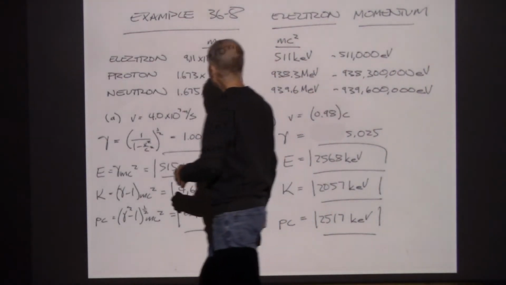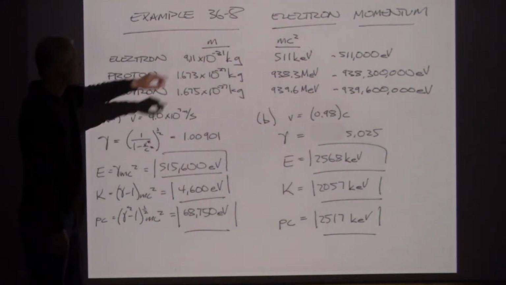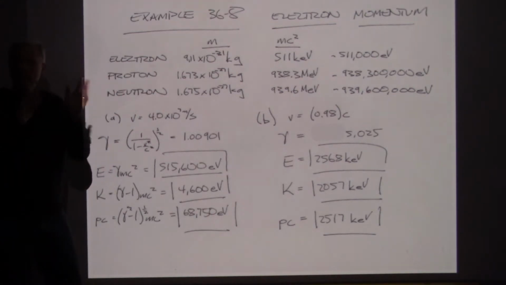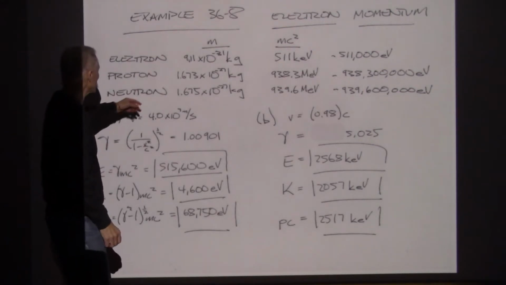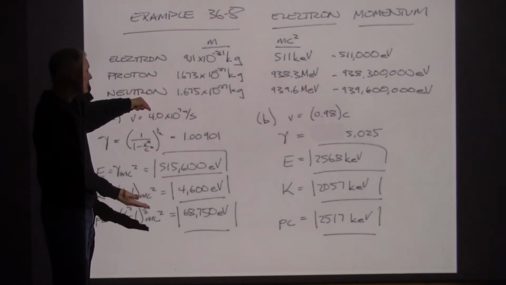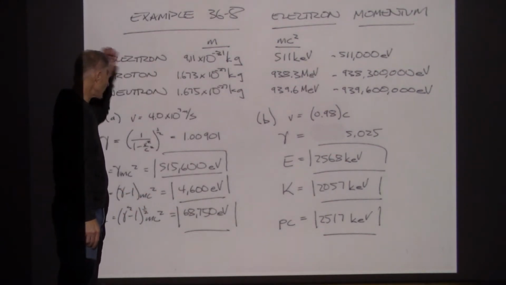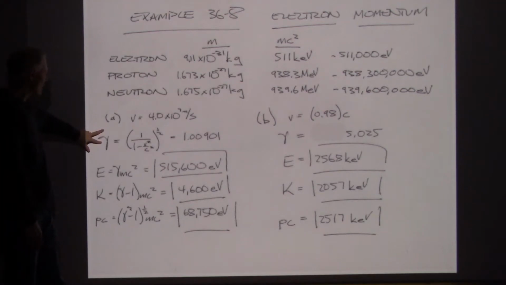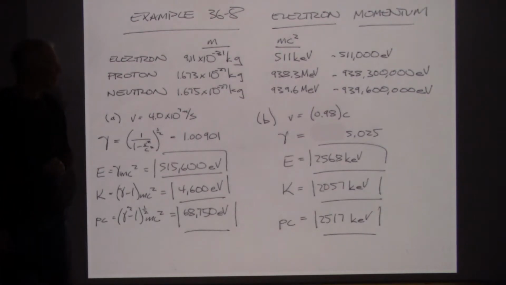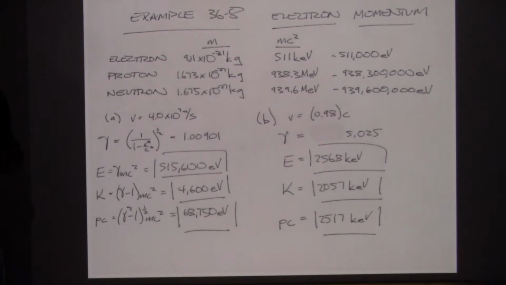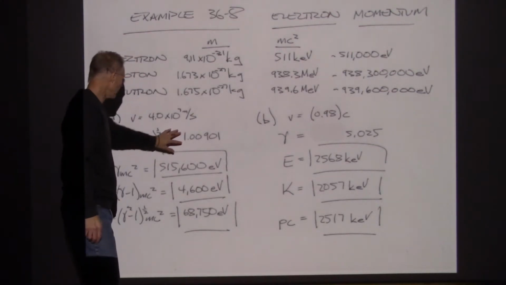All right, so let's take a look. What we're going to do is look at an electron inside what they say is a cathode ray tube, but basically it's an electron beam that we've generated, and the electrons within this beam are going pretty fast. They're going 4 times 10 to the 7 meters per second. Well, let's find out what the gamma factor is. Plug it into our gamma formula. Turns out those electrons have a gamma factor of 1.00901. So it's not a huge effect at this speed, but it's measurable.